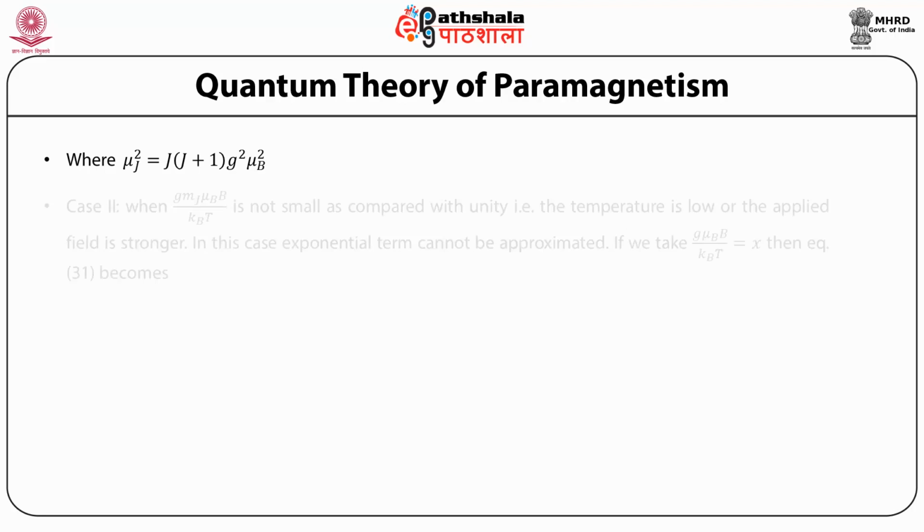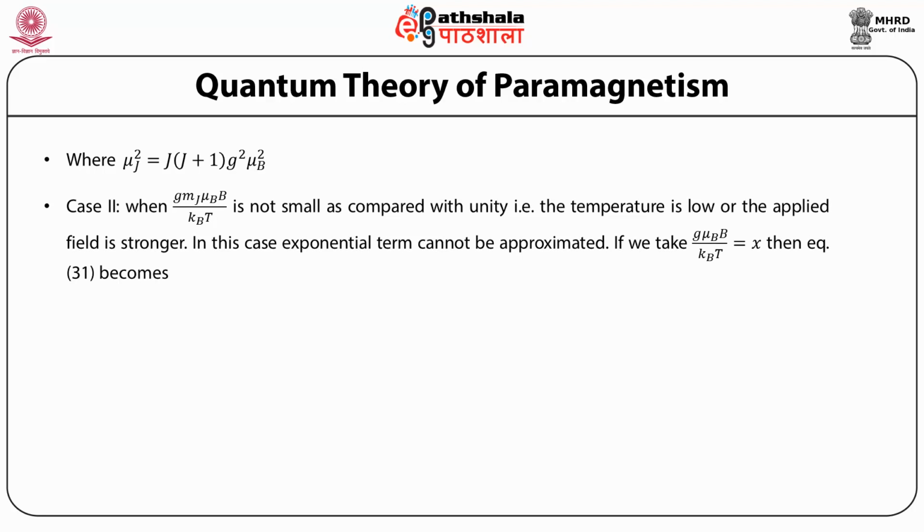Now let us discuss case second, when g mJ μB B / kB T is not small as compared with unity, the temperature is low and the applied field is stronger. In this case, the exponential term cannot be approximated. If we take g μB B / kB T equal to x, then equation 31 becomes M = N Σ from -J to J of g mJ μB exp(mJ x) over Σ from -J to J of exp(mJ x).